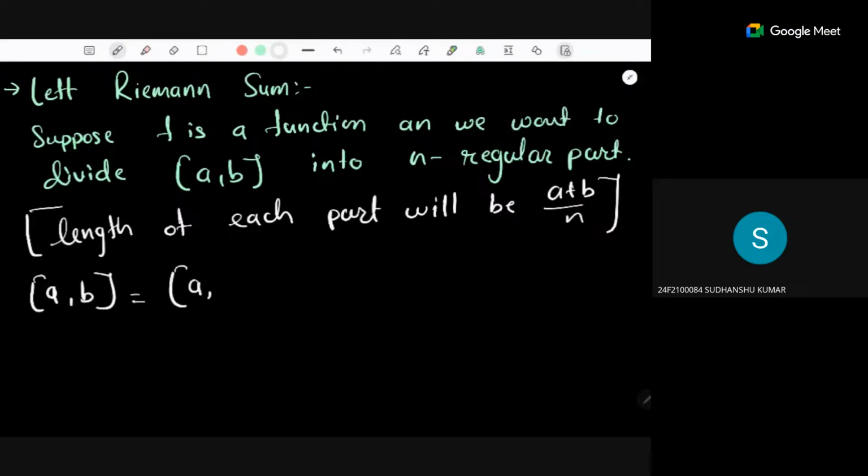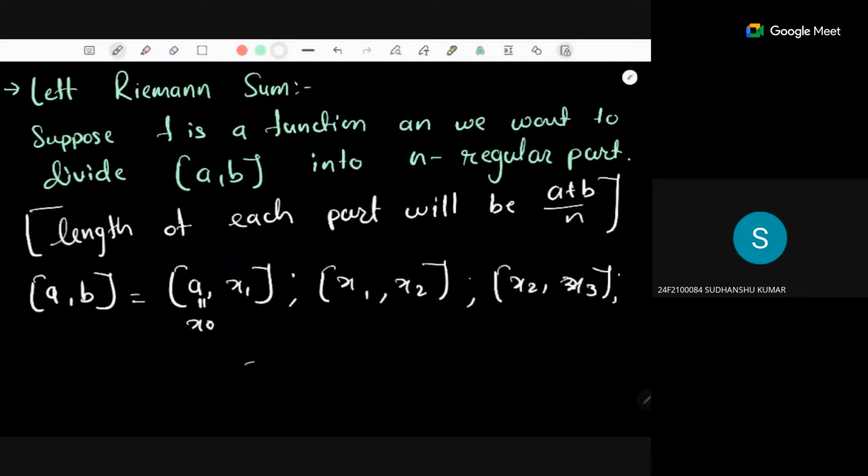So the first part will be a comma x1, where a is also written as x naught. So x naught comma x1, and the second part will be x1 to x2, right? The third part will be x2 to x3, and so on. The last part will be xn minus 1 to xn, and this xn is also equal to b. So any interval we can divide into some regular parts, and the length of each regular part will be 1 by n.